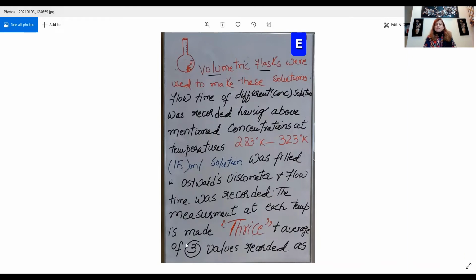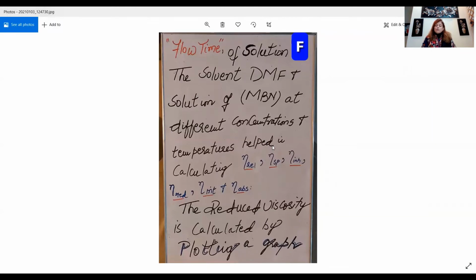So the measurement at each temperature was made thrice, and an average of the three values was recorded, right? So at each temperature, for example 283, we take the measurement three times, and then at the next temperature, 293, again we took three measurements. Every measurement was taken thrice, and the average of the three was recorded as the flow time of the solution, right?